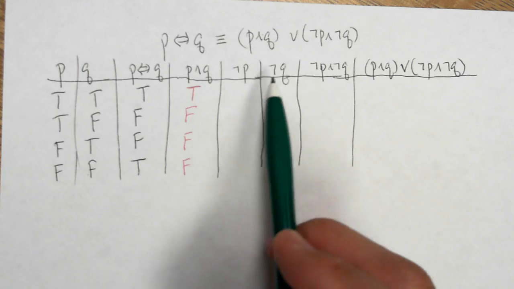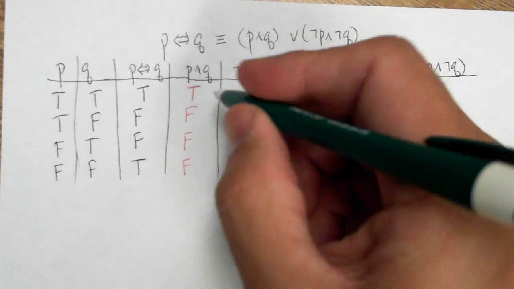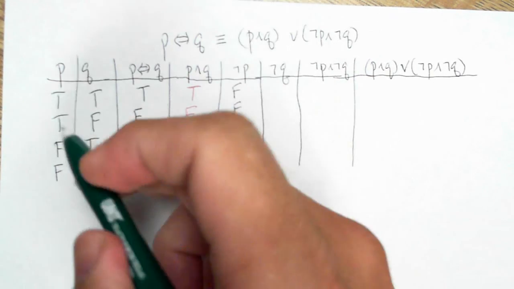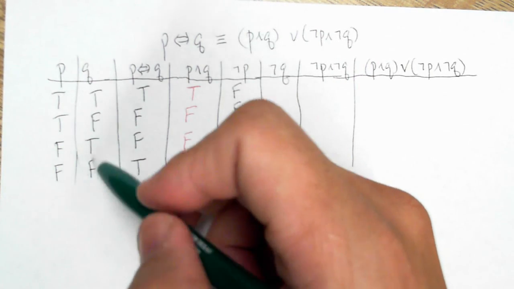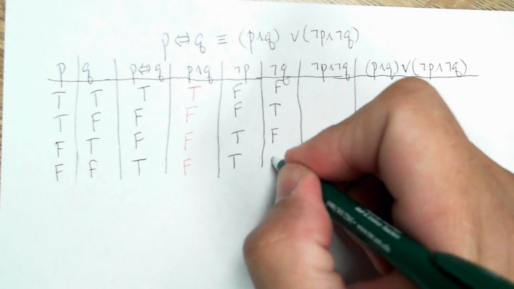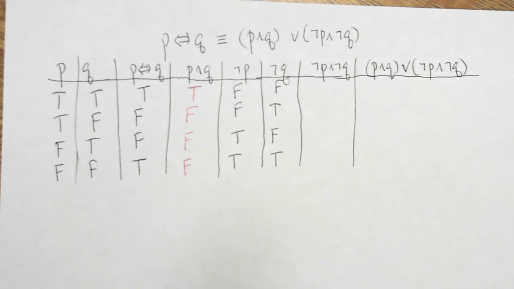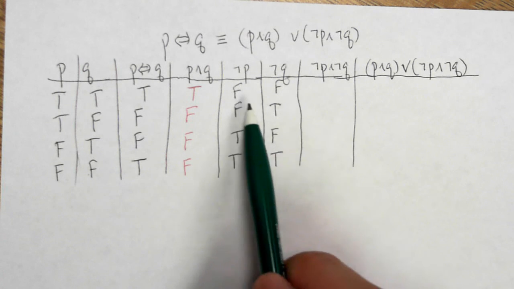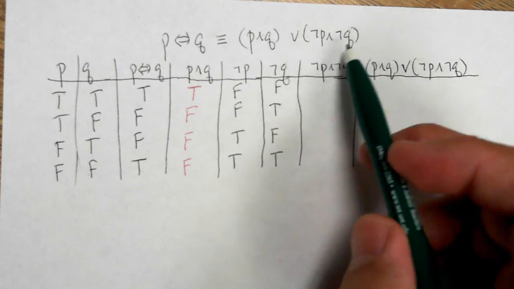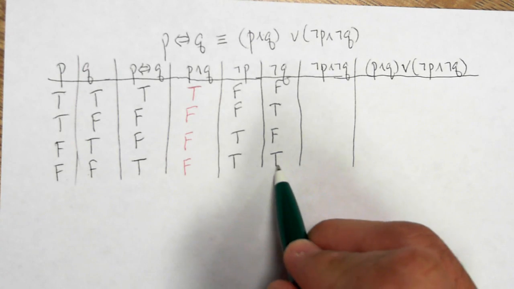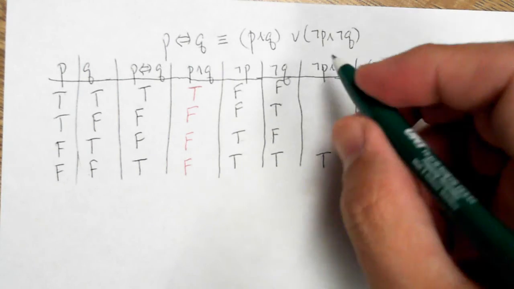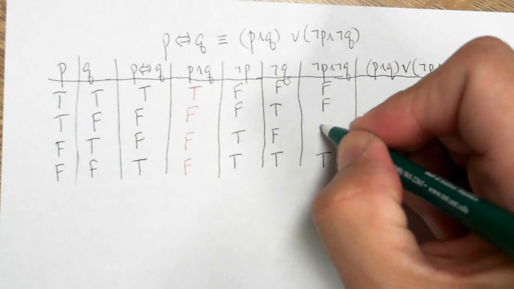Okay, now let's start working on this part here. Not P goes false, false, true, true, taking the negation of this column. If I take the negation of this column, I get false, true, false, true. Okay, then if I take the conjunction of these two, the conjunction is true only if they're both true. So true and true makes true. All of these others, I have at least one false, and so these are false.